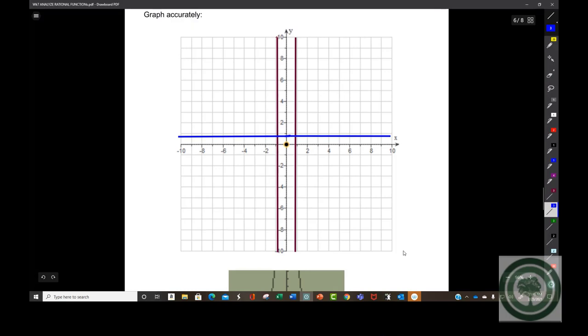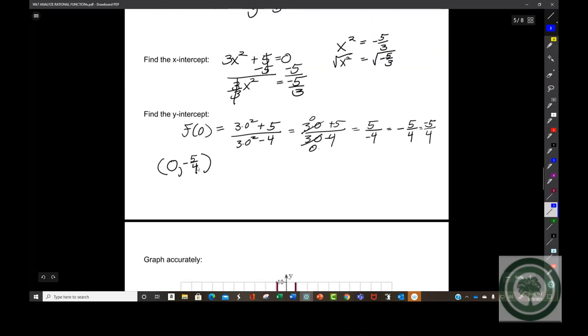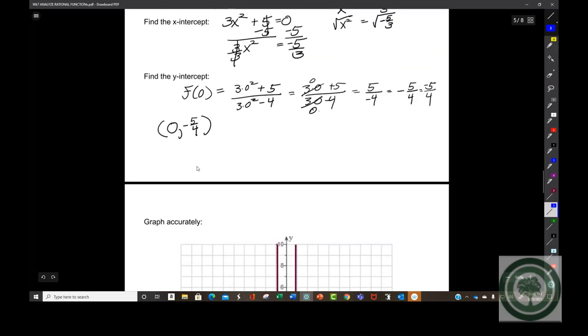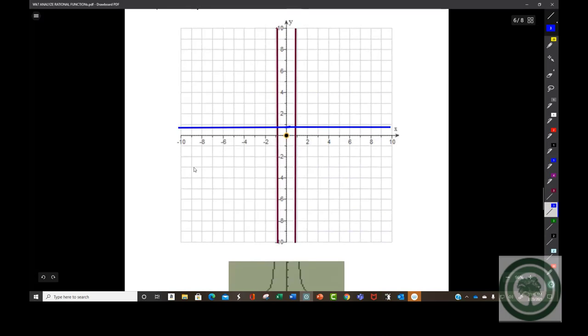Now, we don't have an x-intercept, but we do have a y-intercept. Negative 1 1/4. Here's negative 1. Negative 1 1/4 would be about here. So let me make a little mark there.